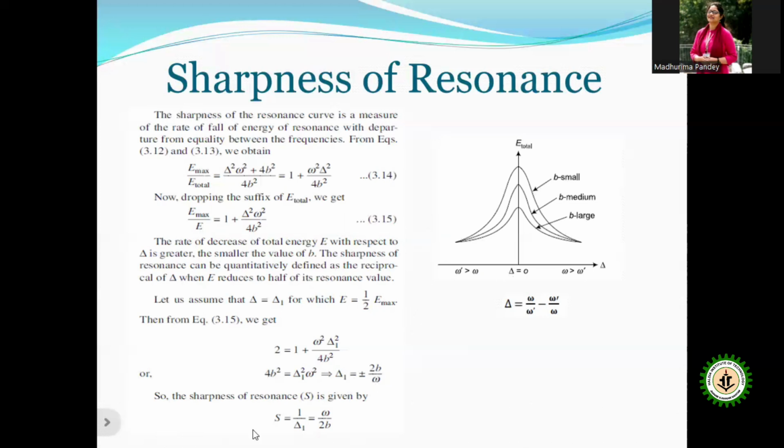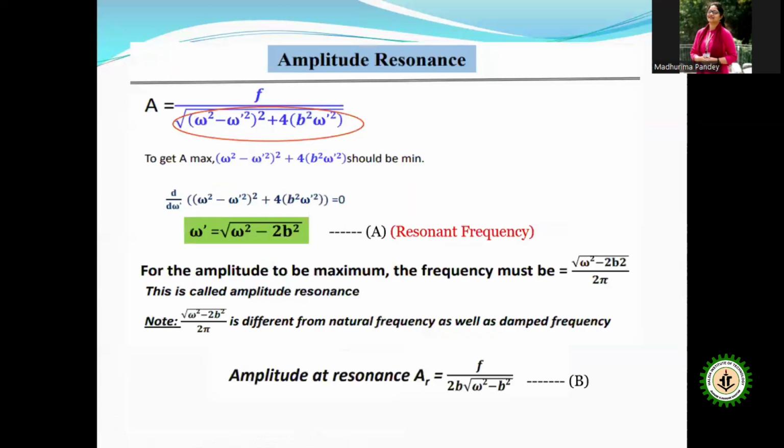Now, what is the sharpness of resonance? S is denoted as, it indicates the sharpness of resonance. So this S is basically 1 by delta 1, so it is omega by 2b. This expression is very important: what is the sharpness of resonance, the definition of sharpness of resonance, as well as its equation or its value in numerical terms. Okay, so these are the sharpness of resonance.